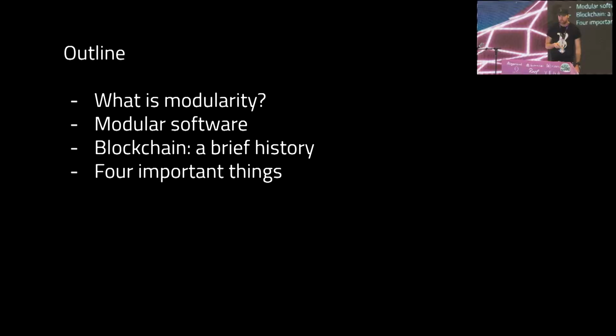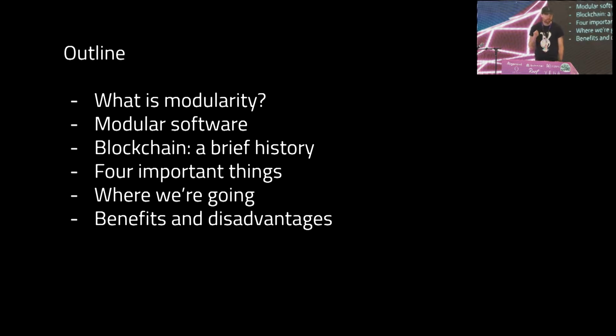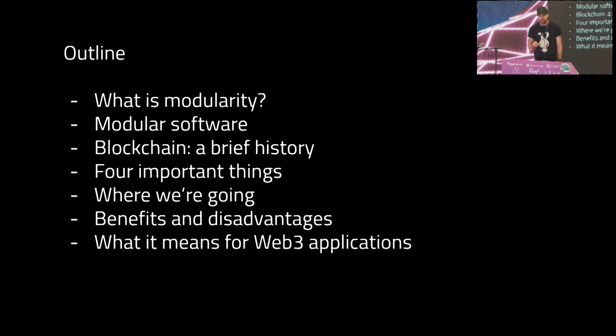We're going to talk about modularity in the context of software specifically. We're going to do a very quick introduction looking at the origins of blockchain and how we're moving towards modularity in blockchains. We're going to talk about the 4 key features that blockchains give you and how modularity fits in. We're going to look at the development of blockchain roadmaps like the Ethereum Roadmap and look at where we're going with respect to modularity. We're going to discuss the benefits and disadvantages of modularity. And then finally, we're going to conclude by talking about implications for Web3 applications, as I said.